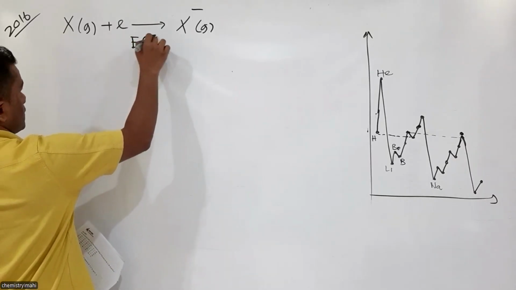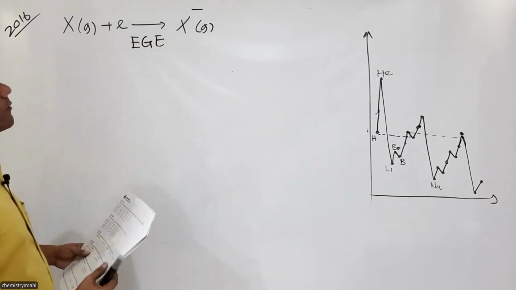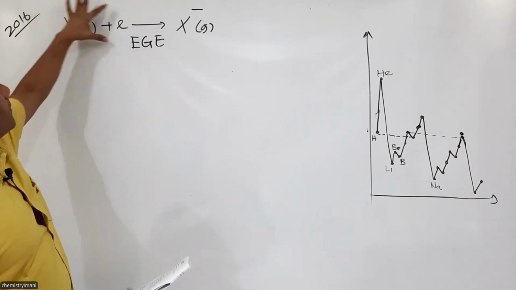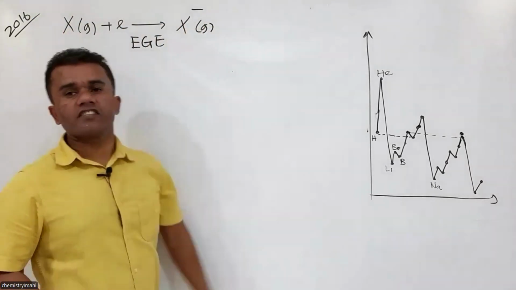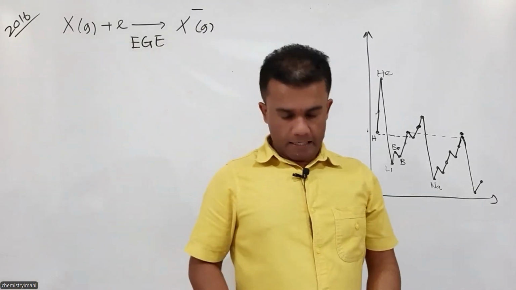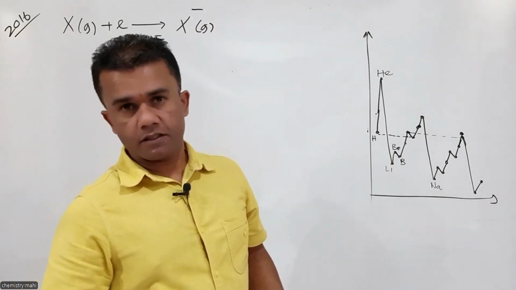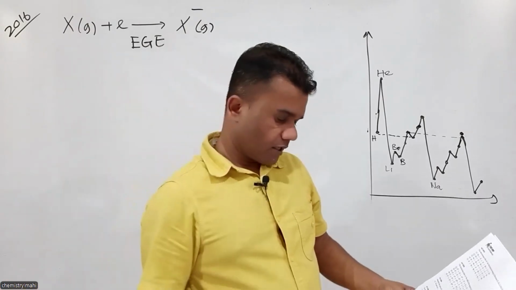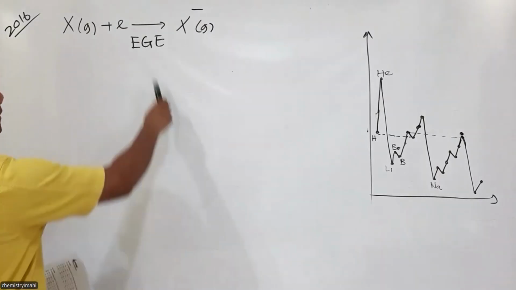This is about electron gain energy. Electron gain energy is the energy change when a gaseous atom gains an electron to form a uninegative gaseous ion. They ask for the most negative, right? Liberated means released, and released means negative. Most negative electron gain energy, that's what they ask.